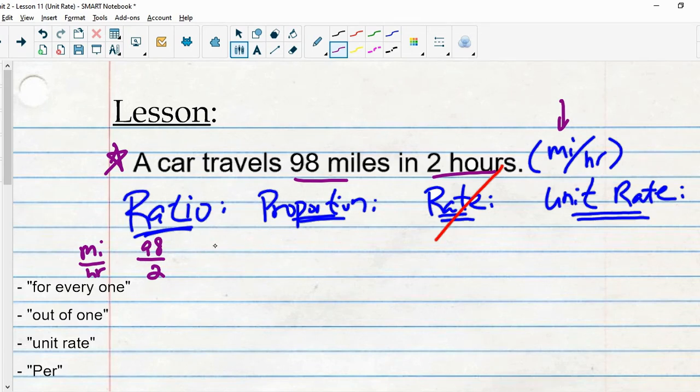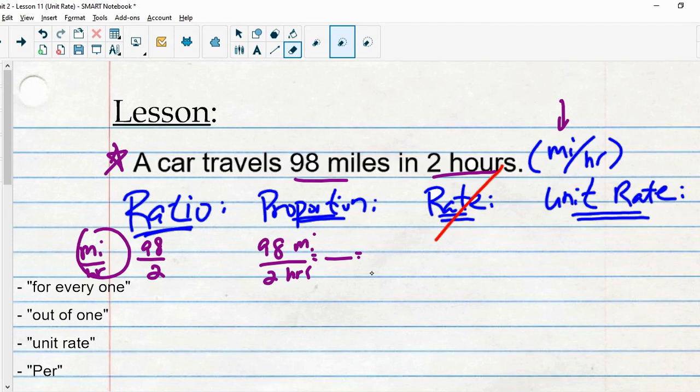What's a proportion? I'll give you an example. Let's say a car goes 98 miles in 2 hours. How many miles would it go in 4 hours? That's a proportion.